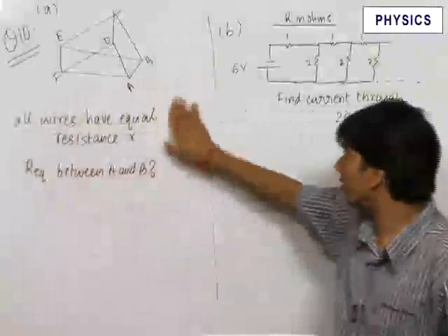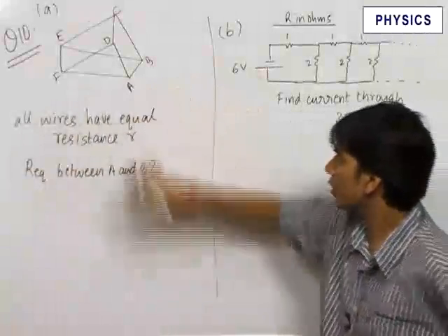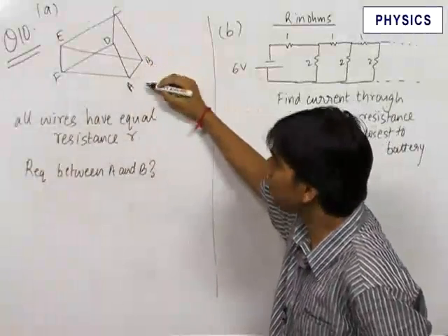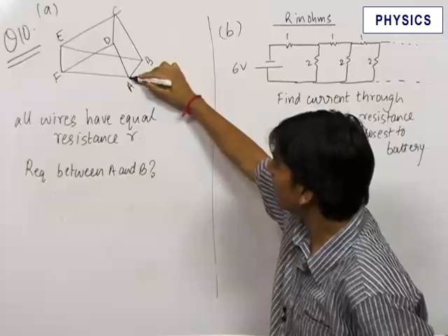The 10th question that we have is a typical problem. We have two parts. Let us solve the first part first. We have all the wires having equal distances R. We need to find out the R equivalent between A and B.